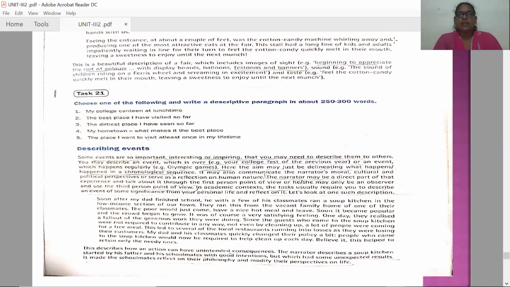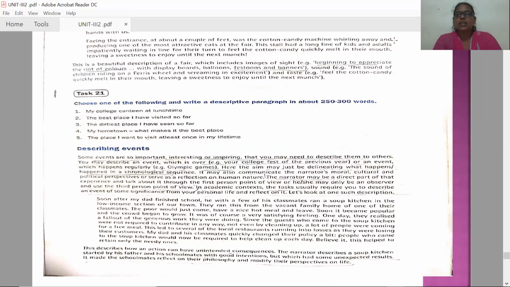You may describe an event which is over, that is, an already past, finished event, because it may be a very important event, like your college fest of the previous year, or an event which happens regularly, for example the Olympic Games. Here the aim may just be delineating what happened in a chronological sequence. Chronological sequence means order-wise, year-wise, date-wise.